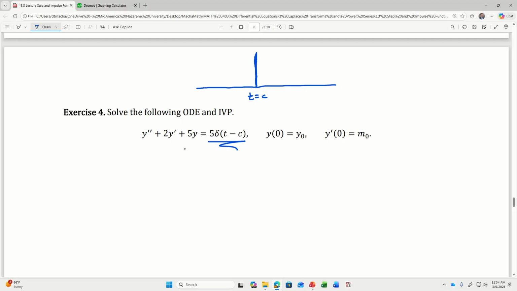And the height of this function is technically infinite in a way because it has 0 width, but it still has an area of 5. But anyways, there's not really a way to graph this. It's just some impulse that happens at time t equals c that imparts a force of 5 total.